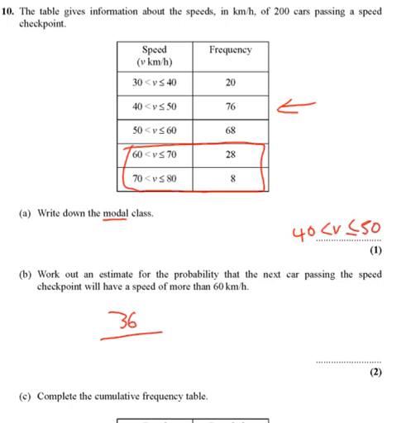That's 36 out of the 200 cars that there originally were, which is 0.18, and that's the probability that, based on what we've seen, the next car will also be one that's got a speed of more than 60.